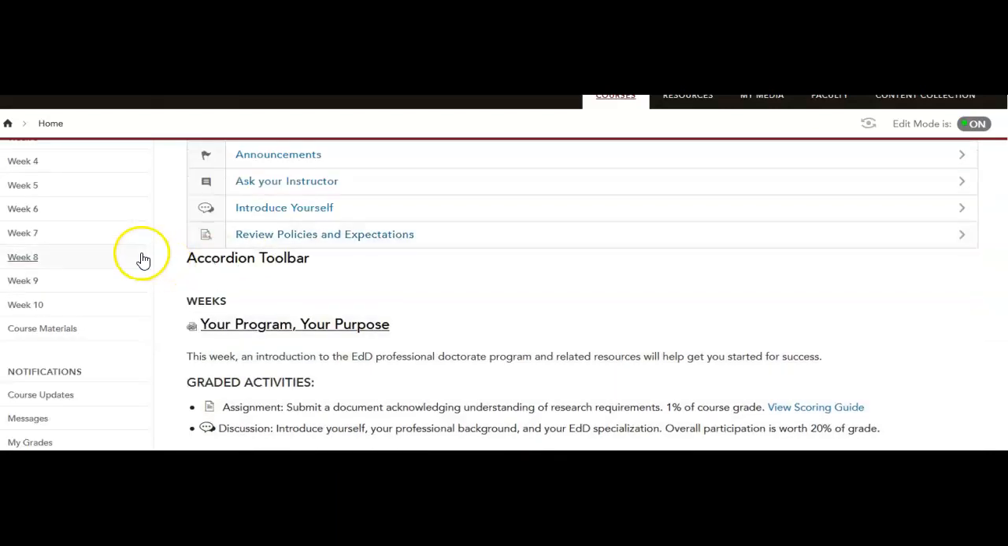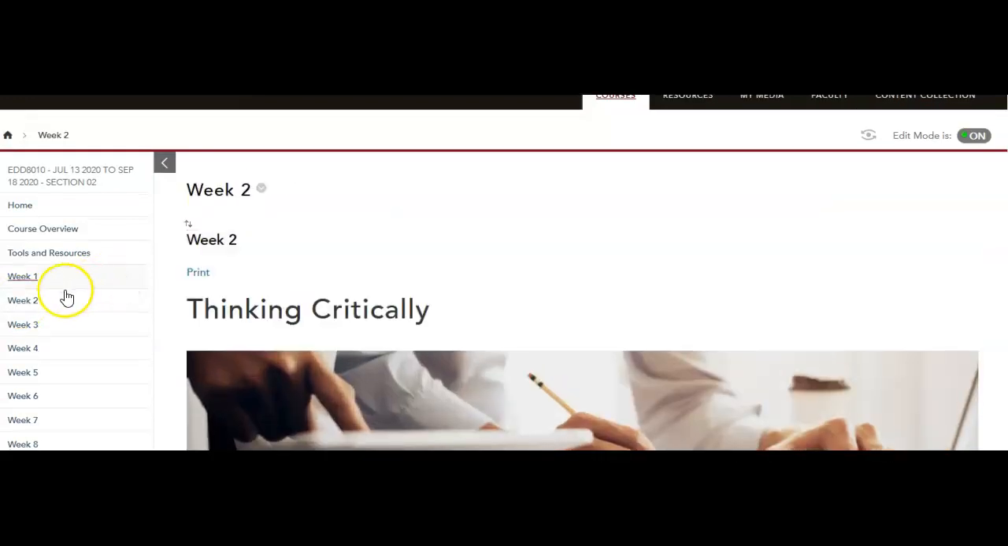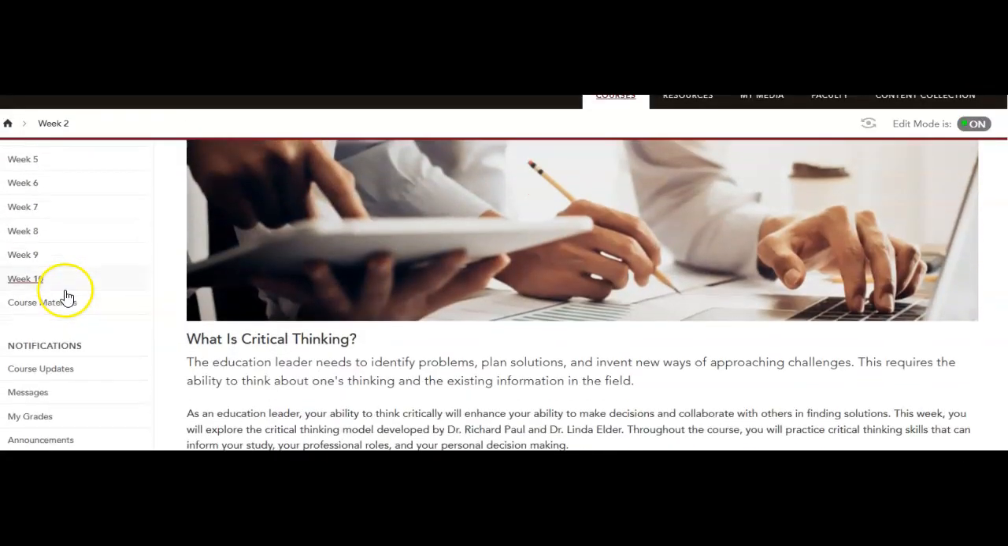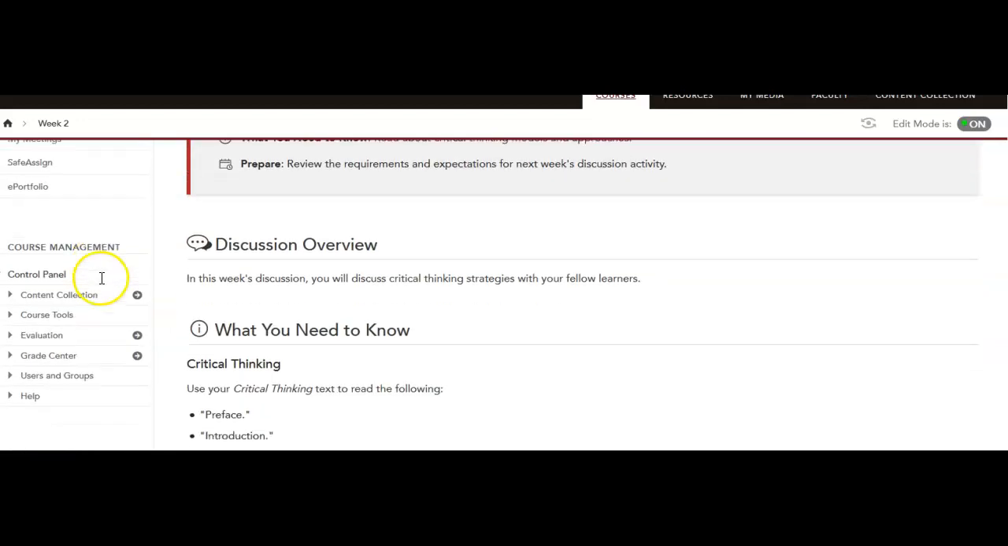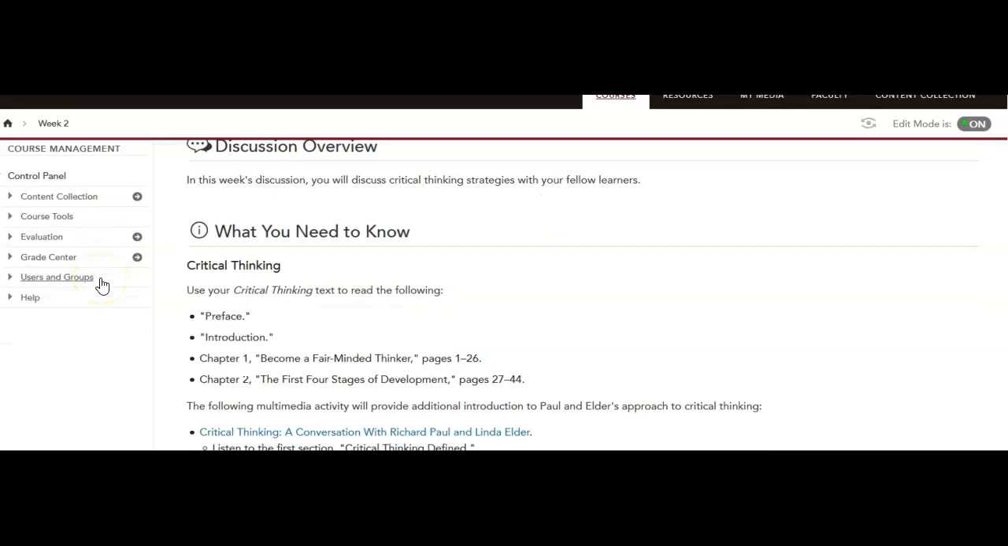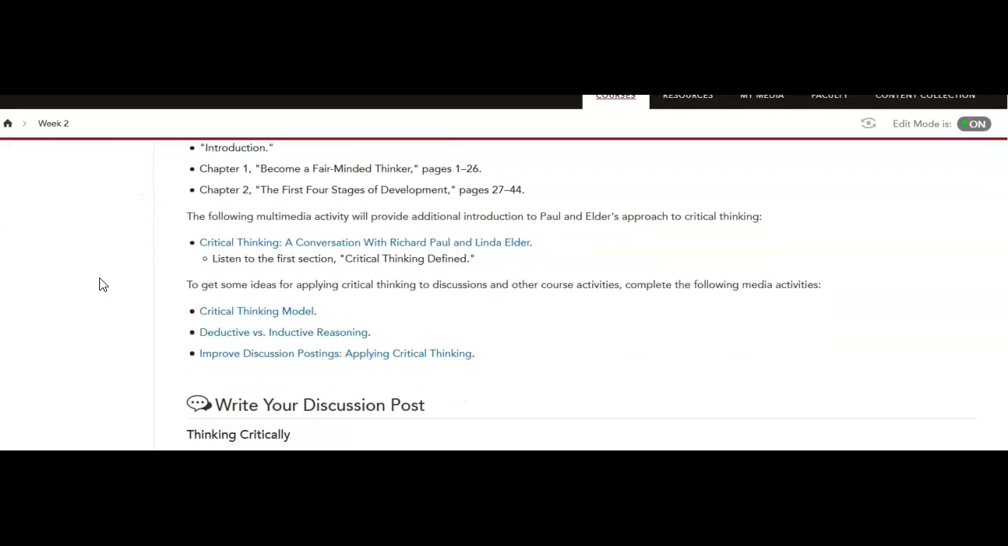But clicking on the left and clicking on the week, then always want to look and read my announcements or listen to my announcements, whichever it turns out to be. Critical thinking. Means a lot of things. So what is critical thinking? Take some time to read through this and then read these in the Paul and Elder, fair-minded thinker, stages of development. And then there's a conversation. Listen to the first section of this.